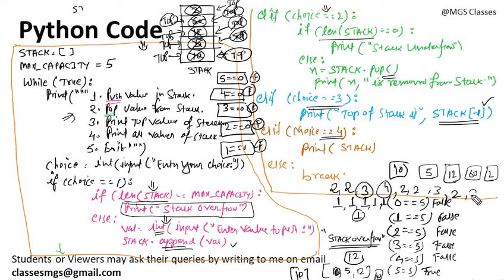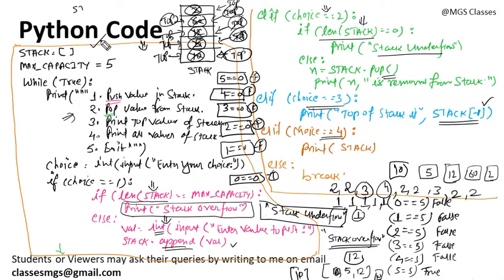Again if you enter 2, then the length of the stack will be checked. Length of the stack is 0, 0 equals 0, condition is true. This time the message stack underflow will be printed. So this is how this stack implementation is working. Okay, you got the idea.